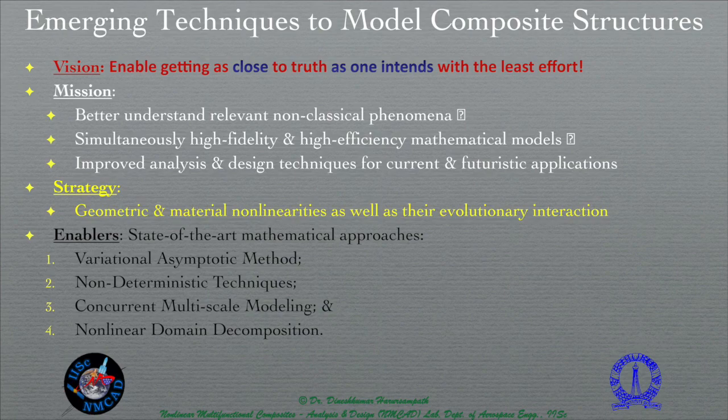And that's where stochastic models become very, very critical. So we need to use non-deterministic techniques if we want to mimic reality much more closely. Third tool that we have, enabler, is the concurrent multi-scale modeling.